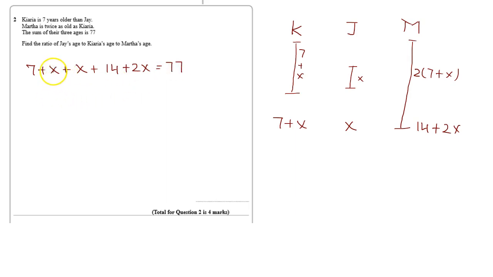So how many X are there? 1, 2, 3, 4. 4X, and the number is 21. So 4X is equal to 77 minus 21. So that is 56. So X will be 56 over 4. So the value of X is 14.